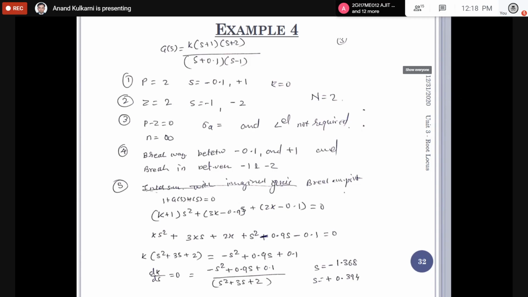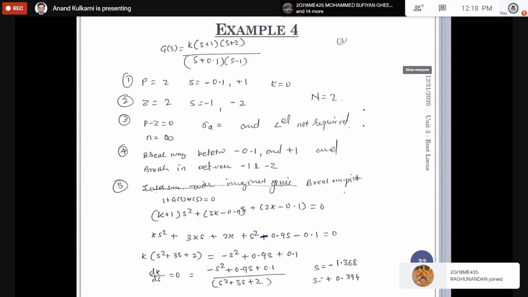Then, if you see the calculation of the angle of the asymptotes and all those things, what happens is the denominator is P minus Z. P is 2, Z is 2, so P minus Z is 0. The denominator becomes 0, which means the number of asymptotes will become infinity. The angle of the asymptotes will become infinity only, because anything divided by 0 is infinity. So there are infinite or 0 asymptotes it is giving.